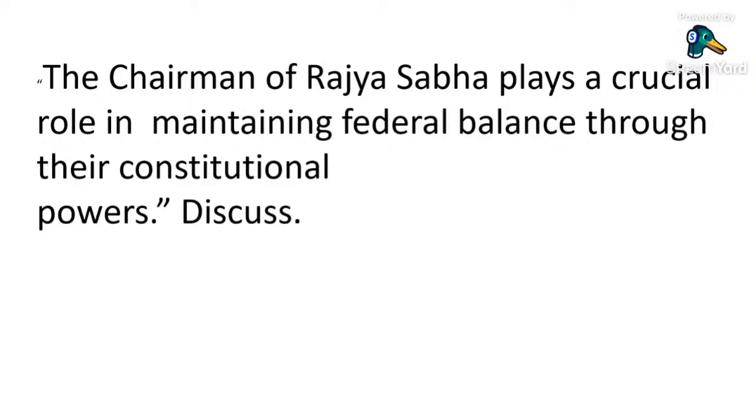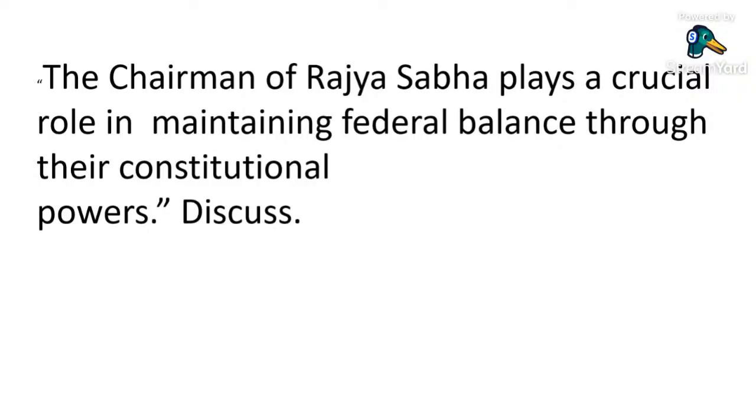Challenges in maintaining federal balance. Centralization of power. Increasing centralization of power in areas such as taxation, law and order, and public administration can undermine the states' autonomy, making it difficult for the chairman to protect the federal structure effectively. Political pressure and dominance of the union government. The chairman, though constitutionally mandated to be impartial, often faces political pressure, especially when a single party holds a majority. The political affiliation of chairmen may impact their neutrality, particularly in sensitive matters that have federal implications.